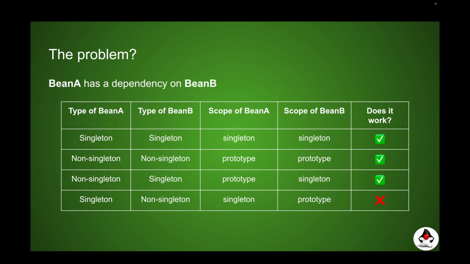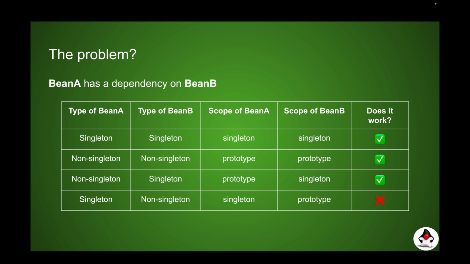In that case, if we specify singleton scope for bean A and prototype scope for bean B, it won't work. And why won't it work is bean A has a scope singleton. That means it will be created only once, and all the dependencies or the properties will be injected only once. And since A has a dependency on B, B will also be injected only once in the bean A. So there can be multiple instances of bean B since its scope is prototype, but this will be injected only once in bean A, and bean A will always have one instance of bean B.